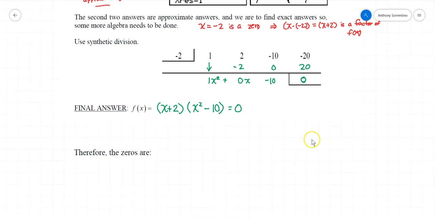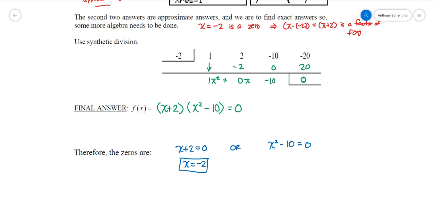The zeros, therefore, well, we already established that negative 2 was a 0, but if I go through the process I normally do at this stage, I'm going to say, well, x plus 2 would have to equal 0, or x squared minus 10 would have to equal 0. Well, if x plus 2 equals 0, we get that x equals negative 2. That's not a shocker because we've established that much earlier in this problem with the calculator. Or I could have even established that using group and factor.